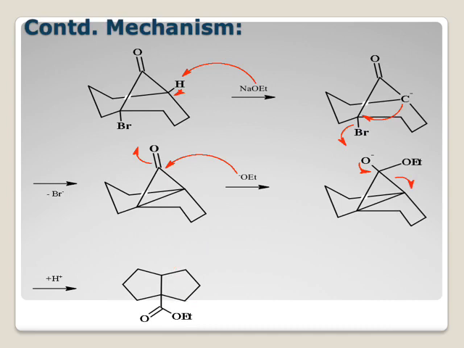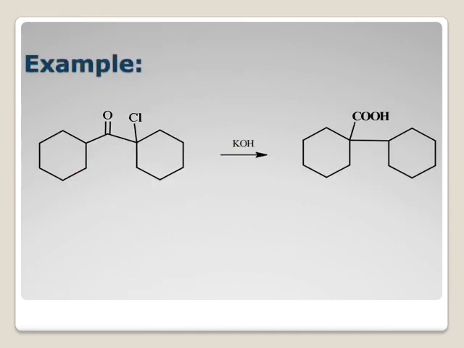Here is another example where we have two cyclohexane rings as the substituent. So these are the two alpha carbon atoms. This is one and this is the other. So this OH will abstract the proton from here and then a carbanion will be generated. That carbanion will attack this carbon bearing chlorine. Chloride ion will leave the molecule. So we get this kind of cyclopropanone intermediate.